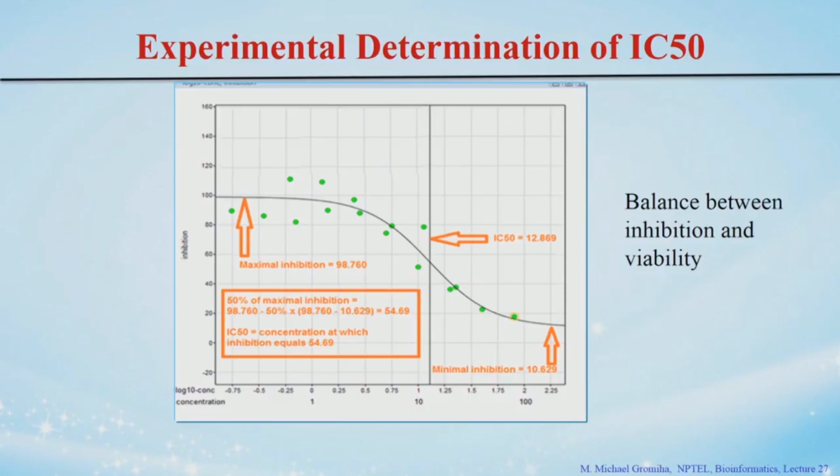I will show you how to get this one. So, here this is the curve, here x axis is the concentration and y axis is the inhibition.